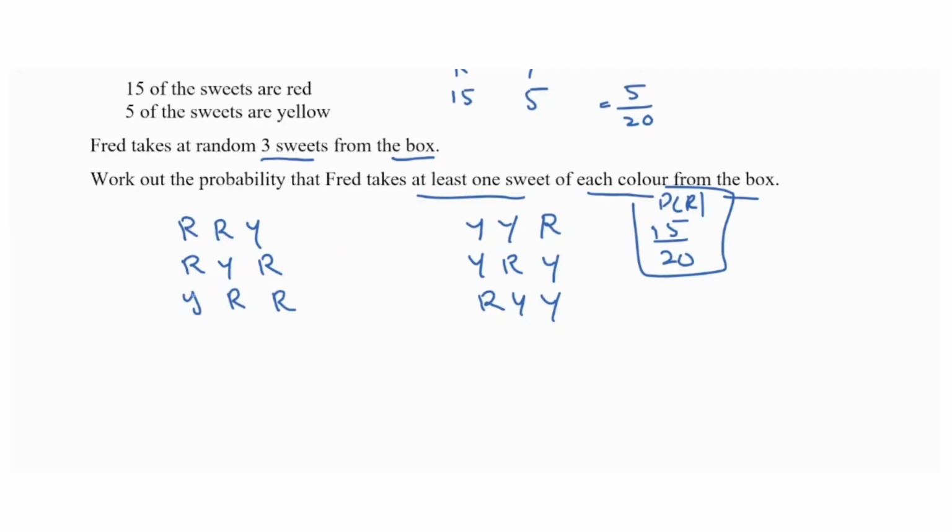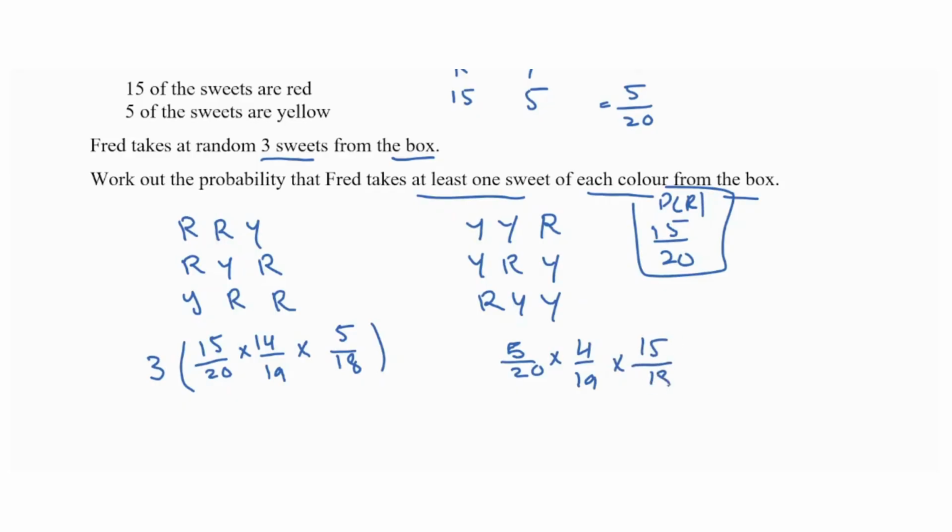So probability of red, the first part will give us here 15 over 20. But if we took one already, how many are left? So we are left with 14 red, and altogether we are left with 19, and the yellow is 5 over 18. So this is the same combination, but this is happening 3 times. So similarly this one, probability of yellow is 5 out of 20, then 4 out of 19, and then red is 15 over 18, and this combination is happening 3 times as well.